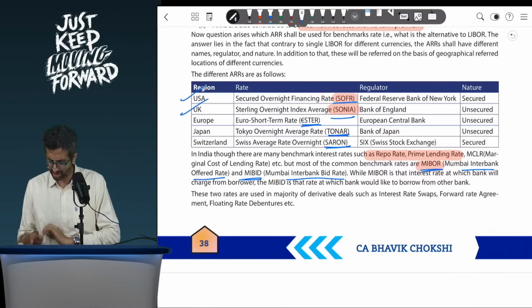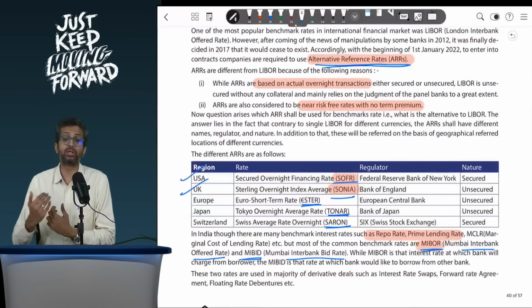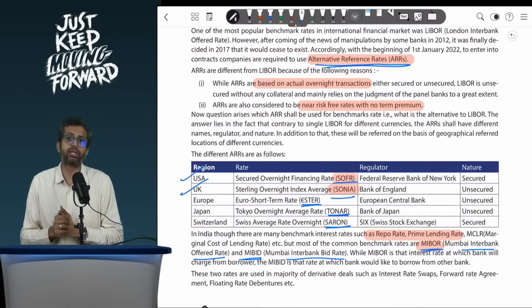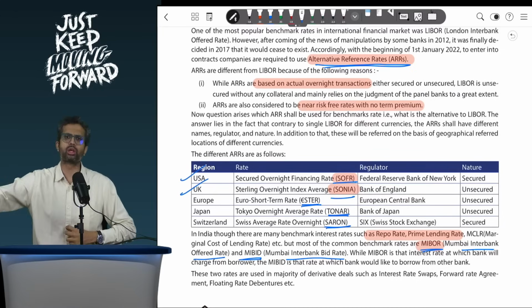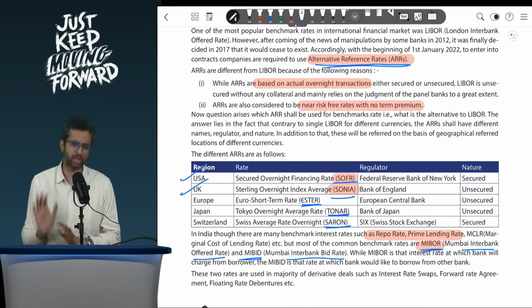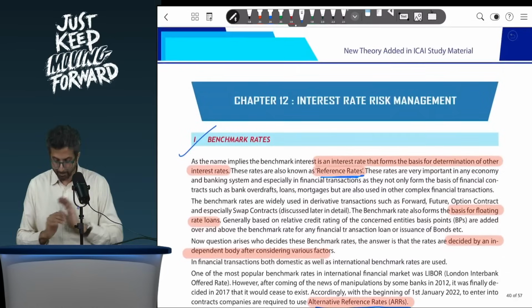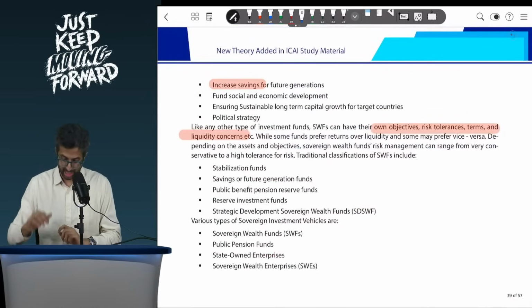So we have given some theory over here. These are rates which are used for pricing complex derivatives, for pricing swaps, etc., as base reference rates, which are now moving to alternative reference rates, which are called benchmark rates. So this is some theory on what a benchmark rate is in interest rate management, which has been added.